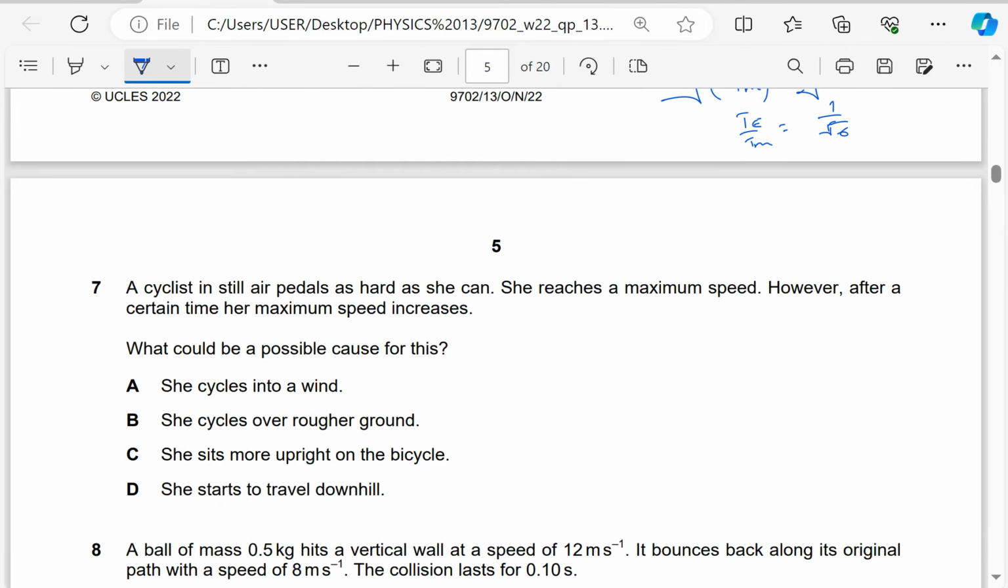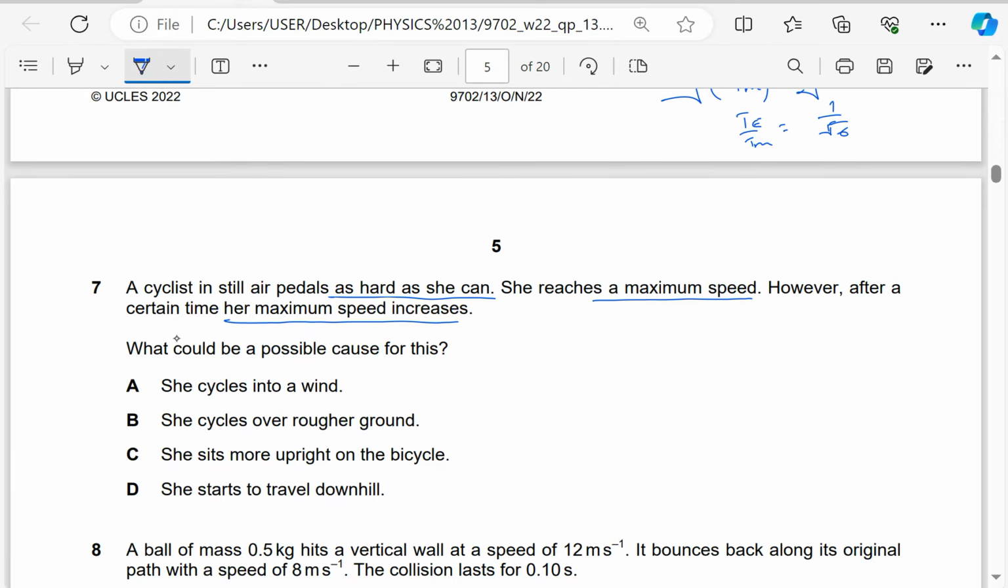A cyclist in still air pedals as hard as she can. She reaches maximum speed. However, after a certain time, her maximum speed again increases. Okay, so she pedals as hard as she can and reaches maximum speed. And after a certain time, again, her maximum speed increases. So it increases beyond what she has reached. What could be a possible cause of this?